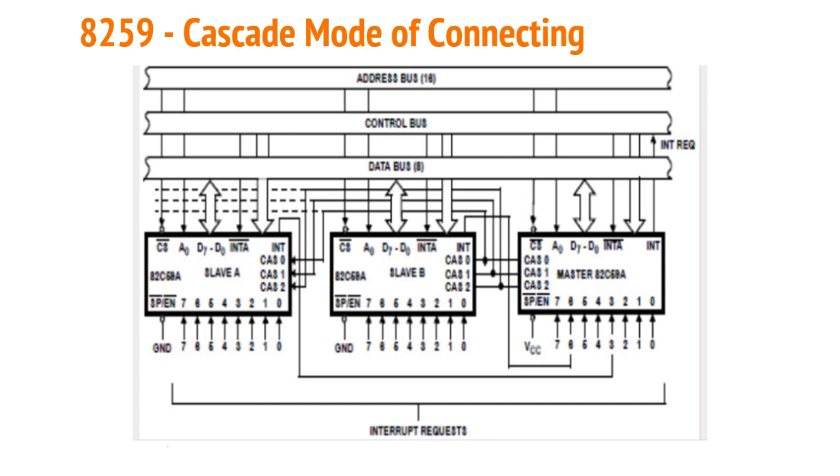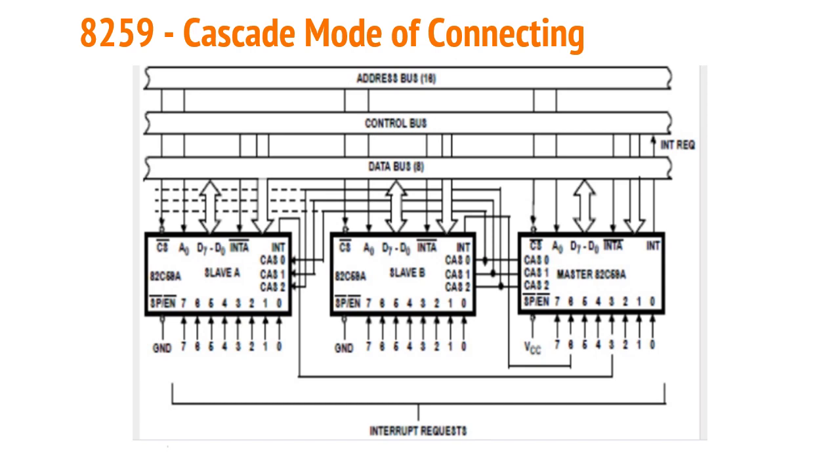For the master, the CAS0, CAS1 and CAS2 are outputs, as we discussed before. These output lines will send the ID of the selected slave. And these CAS0, CAS1, CAS2 lines from the master are connected to all the CAS0, CAS1, CAS2 lines of all the slaves. That is clear from the picture. For the slaves, these pins act as inputs. When the master sends out the ID, the slaves will receive the ID value. And if a slave receives its own ID, then it understands that the master has selected it.